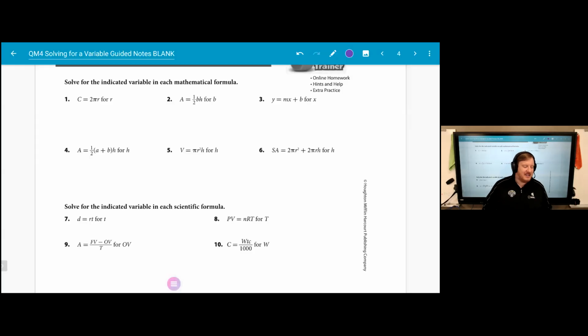Hello, Algebra 1. I just wanted to go over a couple problems with you, so we're all on the same page here. This is for QM4, solving for a variable. I'm just going to pick a few out and then we're going to work through them. Ask questions when you've got them.